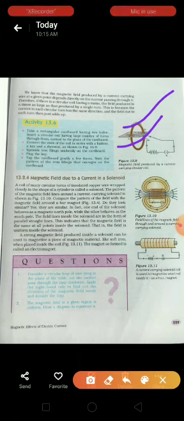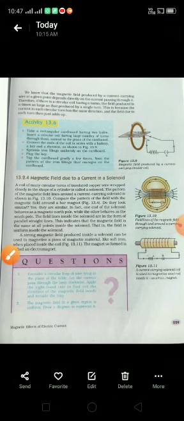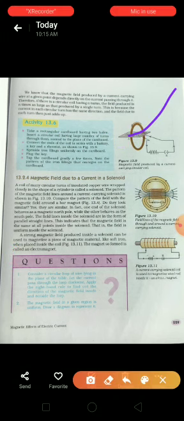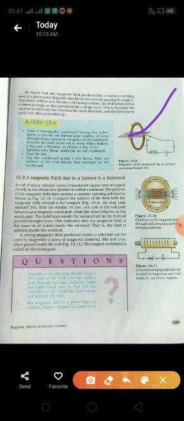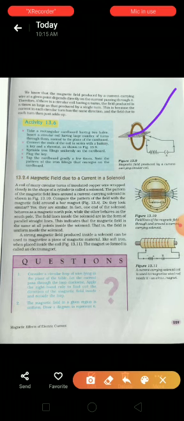So this picture shows activity 13.6, the magnetic field produced by a current carrying circular coil.